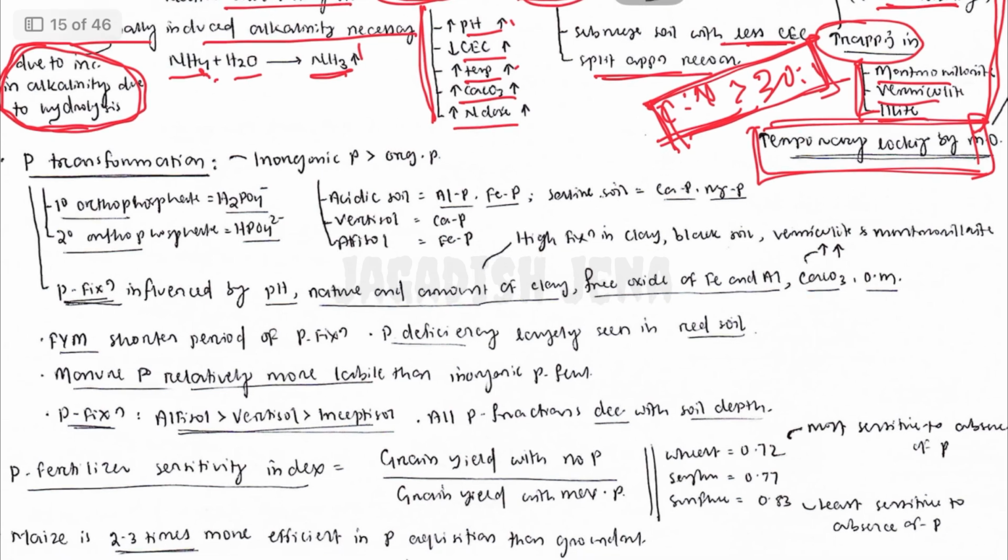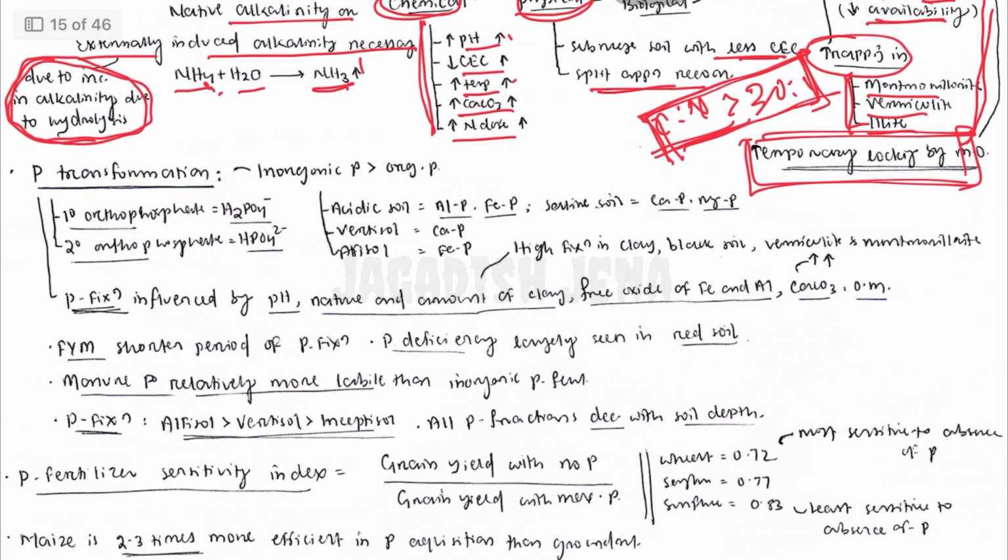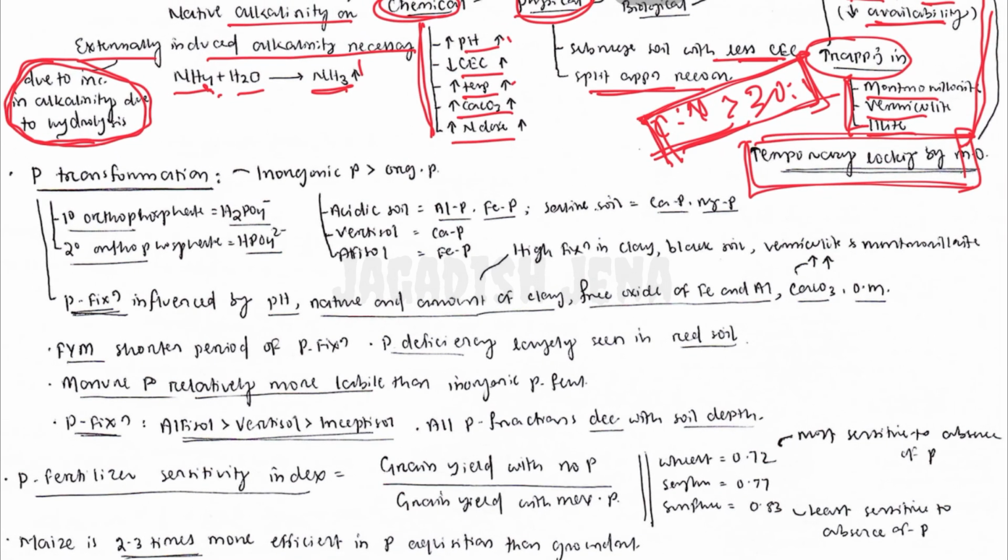Then phosphorus transformation. This was about nitrogen transformation in brief. Then coming to phosphorus transformation. In case of nitrogen, we see that organic nitrogen has a more significant impact on soil nitrogen availability than inorganic nitrogen, because the extent of organic nitrogen is higher in soil. But in phosphorus, it is opposite. In phosphorus, the inorganic phosphate is more than the organic phosphate in soil.